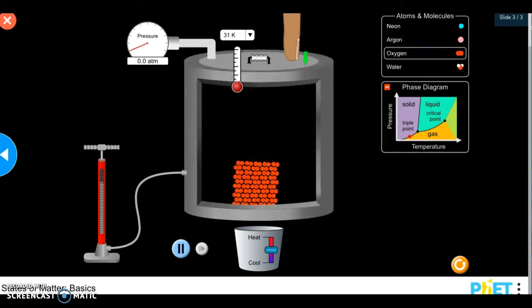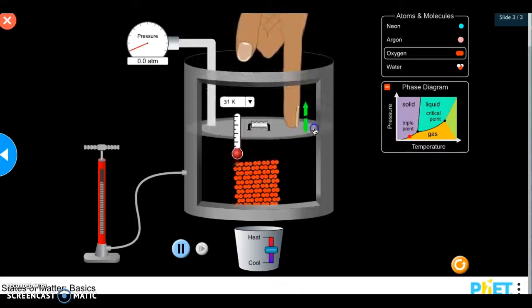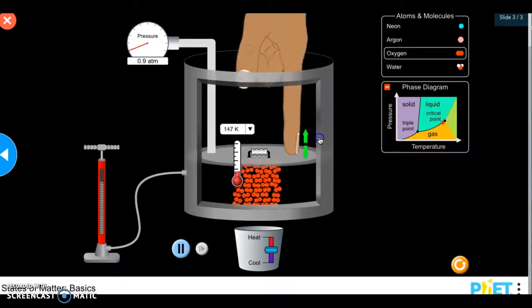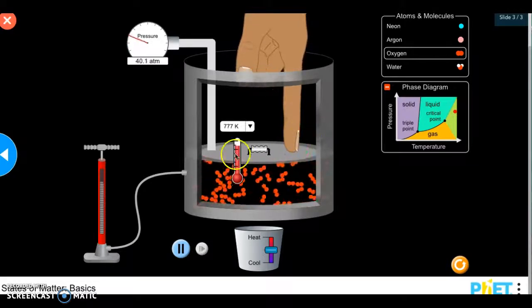Let's test out oxygen. Our oxygen molecules are currently at a solid state of matter. And as we add pressure, these bonds break up and they form into liquids and then gases.